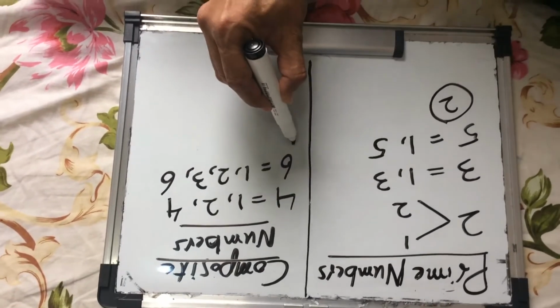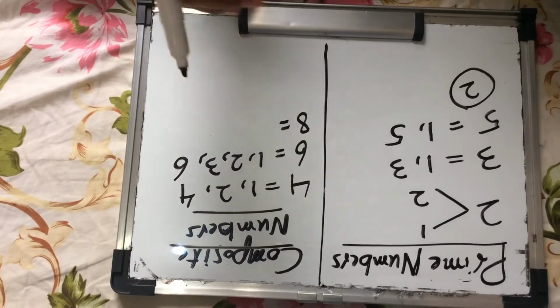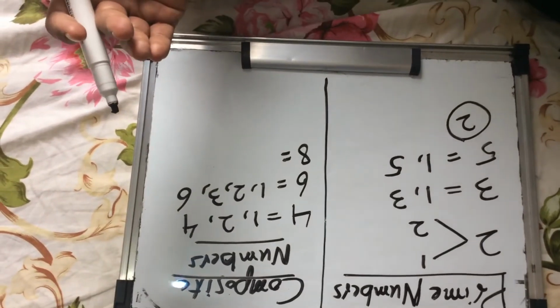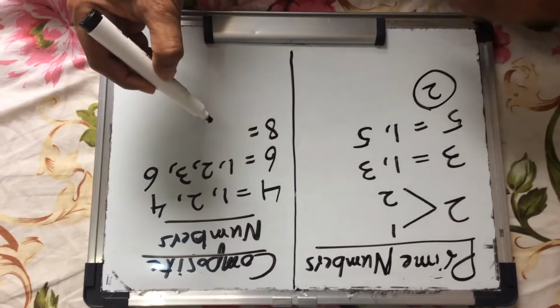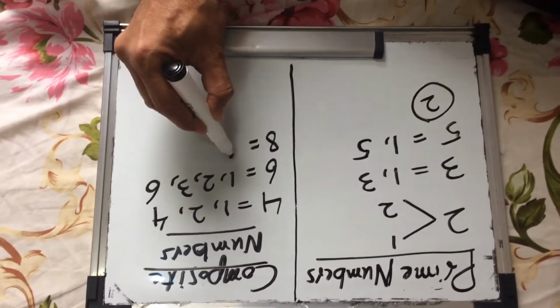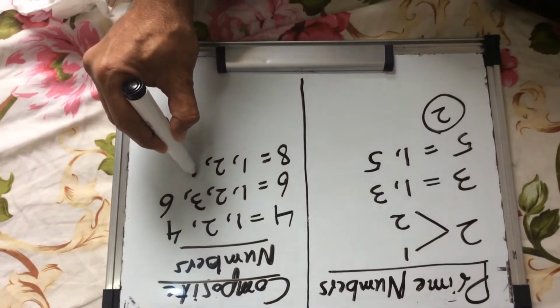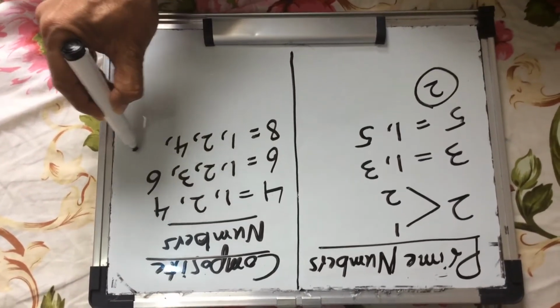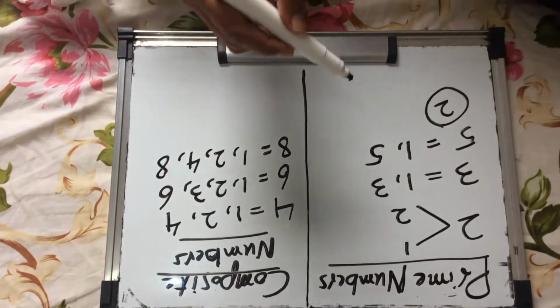In the same way, 8 is also a composite number. So any number that has more than 2 factors is a composite number. 8, how many factors does it have? 8 can be divided by 1, yes. It can be divided by 2, yes. 8 can be divided by 4, yes. 8 can be divided by 8, yes. So it means that 8 is a composite number.